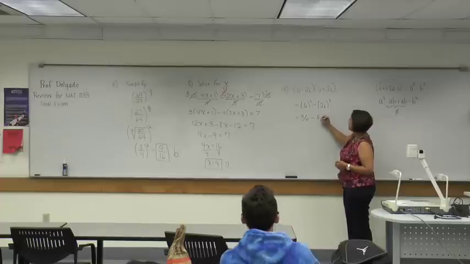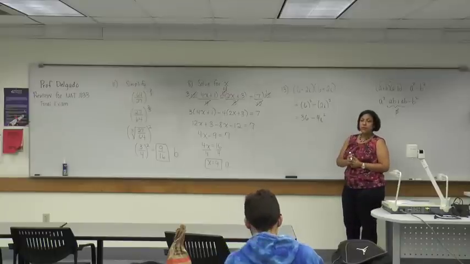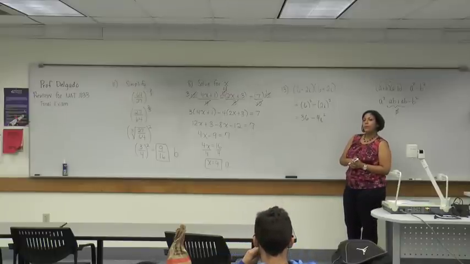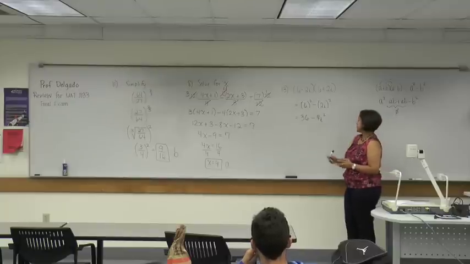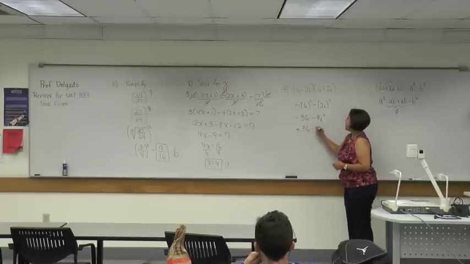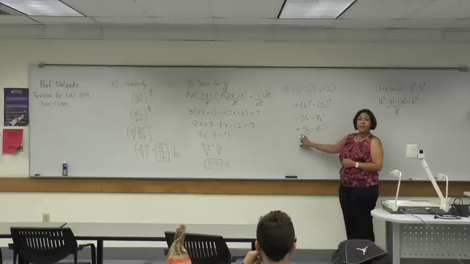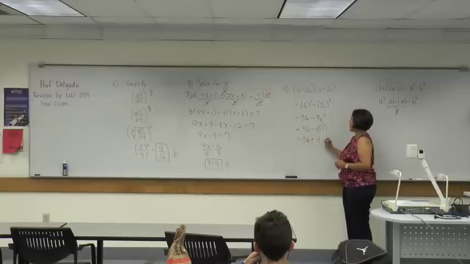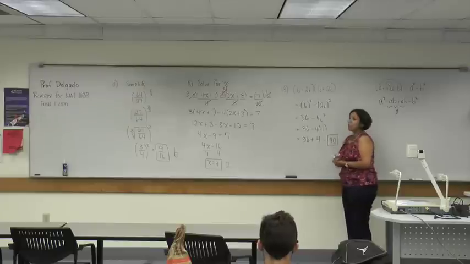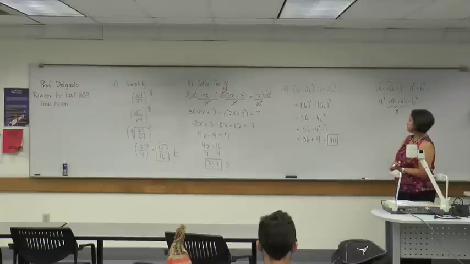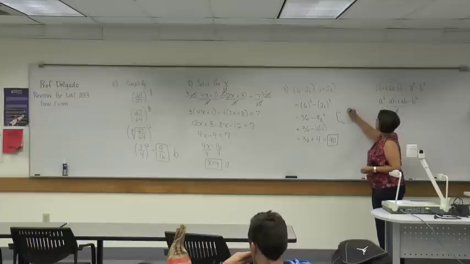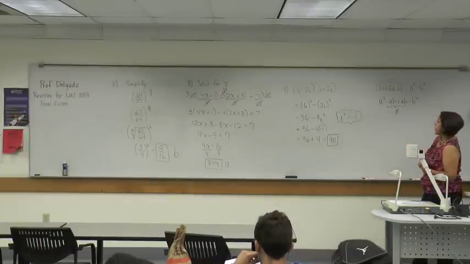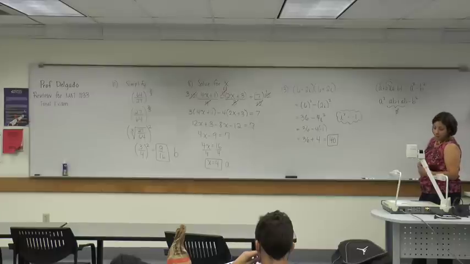2i quantity squared, we have to square the 2 and we have to square the i. 2 squared is 4, and then i squared is going to be replaced by what number? Negative 1, correct. So this actually becomes 36 plus 4, this becomes 40. Off to the side here, remember, i squared is negative 1. All right. Anything else on page 2 before we move on?